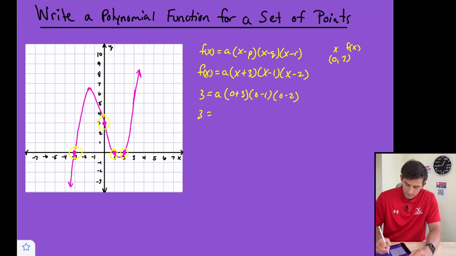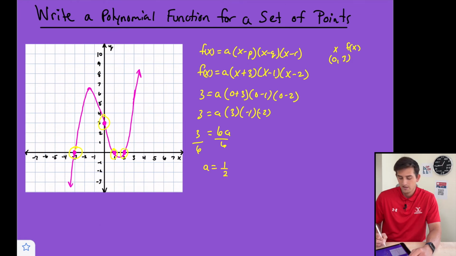So let's simplify a little bit. So this would be 3, this would be -1, and this would be -2. So 3 is equal to, and so we'll have -1 times -2 would be 2, 2 times 3 would be 6, so this would be like 6 times a. And let's divide by 6 to figure out what a is. So a is 1/2. And so now we could take that 1/2 and plug it back into this step of our process to get our final function.